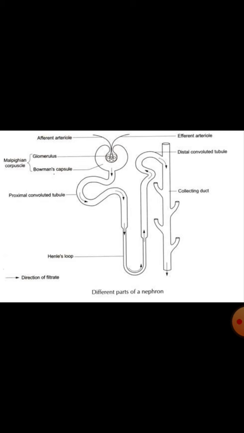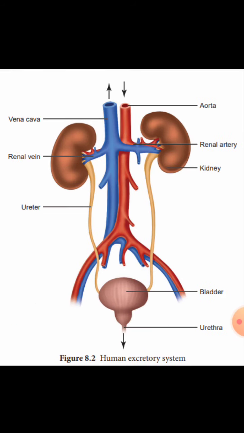Glomerulus filters the blood, whereas in the convoluted tubule and collecting ducts, glucose, amino acids, salts and a major amount of water is reabsorbed. The urinary bladder is stretched and gets filled with the urine formed in the nephrons and is expelled out of the body.